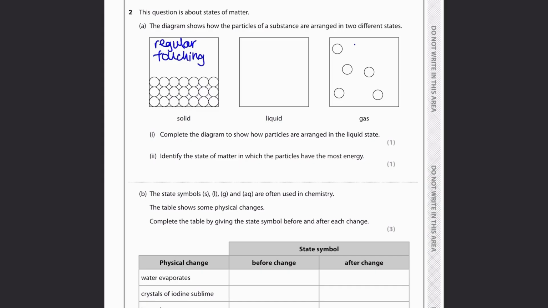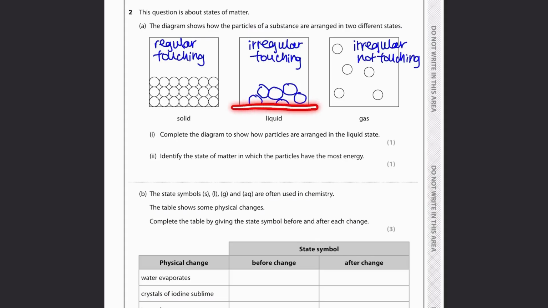For the gas, it is arranged in an irregular pattern and definitely not touching because they have so much energy that they can be far away from each other. They can move away from each other. So for liquid then, it would be irregular but still touching because they don't have enough energy to be far away from each other. So let's draw it irregular, so no particular pattern, but they're touching each other. Please make sure that you actually touch the bottom and not just have these floating in the middle, because think about it, if this was a glass of water, the water would be touching the bottom of the glass, right? So make sure they're touching.